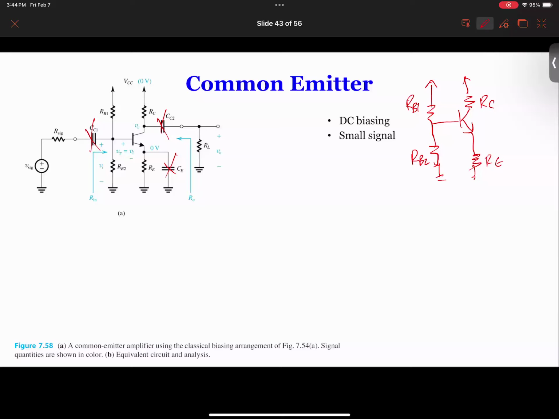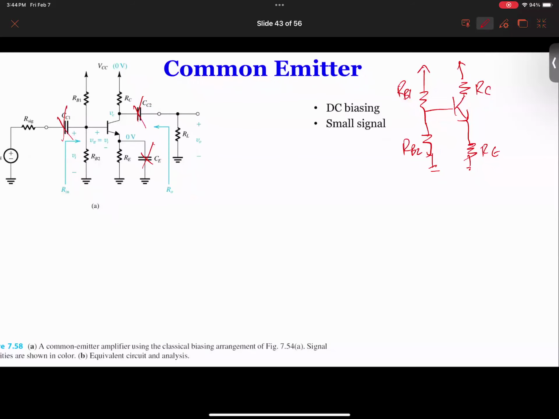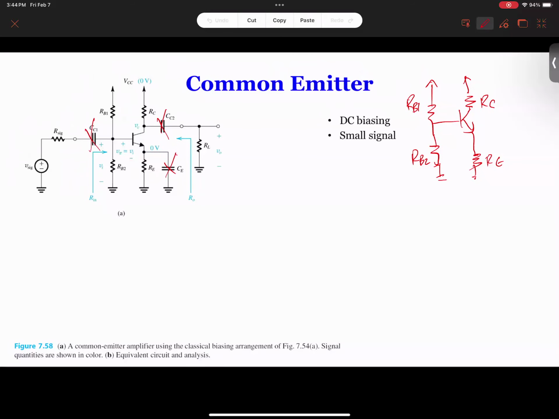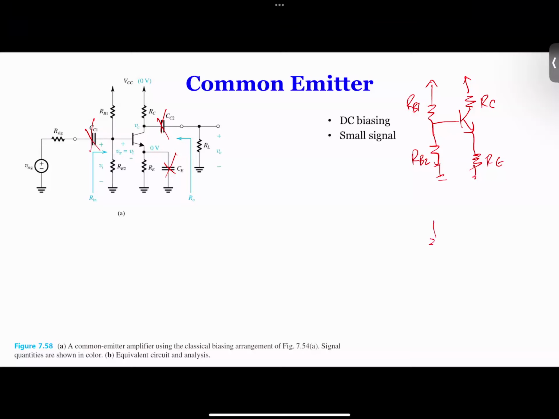So based on this DC analysis, now you can do the small signal. For the small signal circuit, basically you're going to do the same thing. You do the pi model in this case, because in the small signal, the emitter is grounded. The emitter is grounded through the capacitors. So therefore, for the AC signal circuit, it's going to look like this.